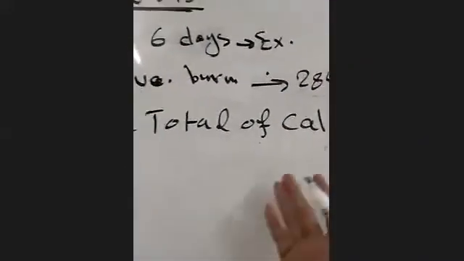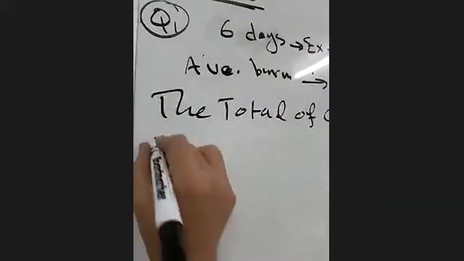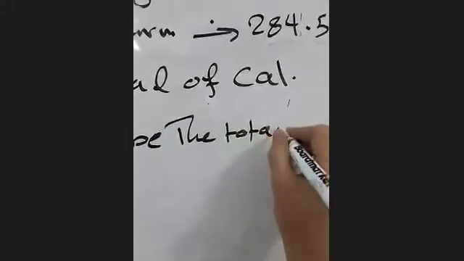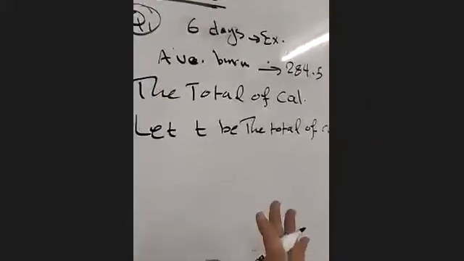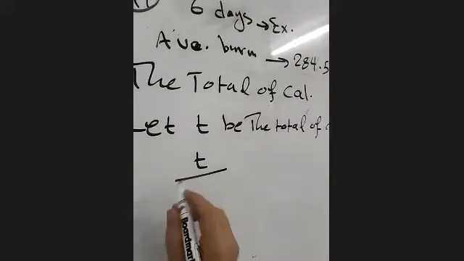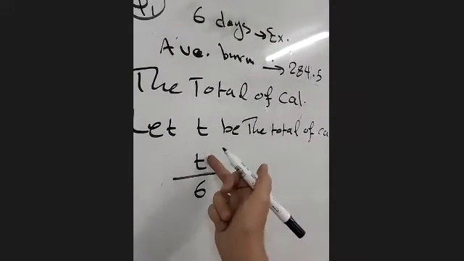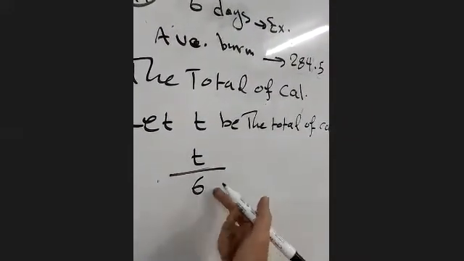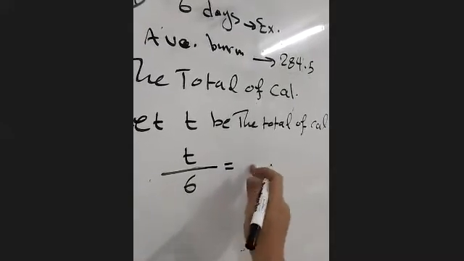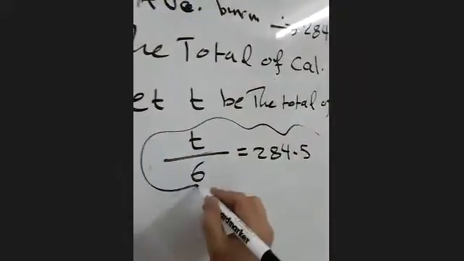Yes. So, do we know the total of calories? No. So we give it a variable. Let T be the total of calories, right? Yes. Now let's prepare our equation. What will it be? T over X. T over 6, not X. So the total of the calories divided by the number of the days equals the average burned each day, which is 284.5. This is our equation, right?